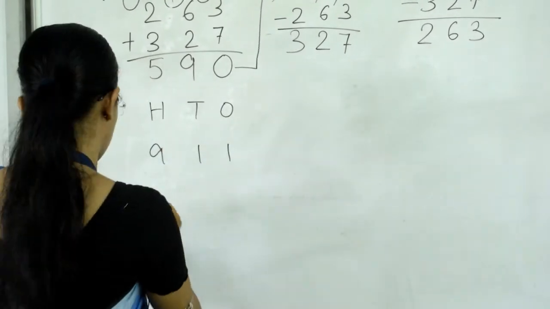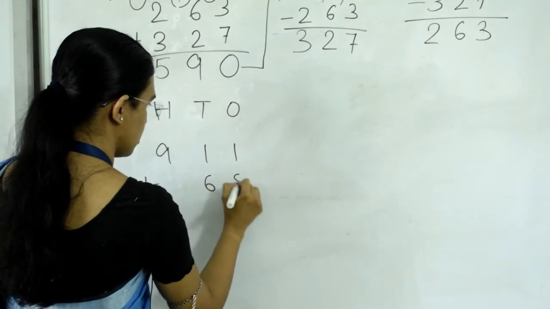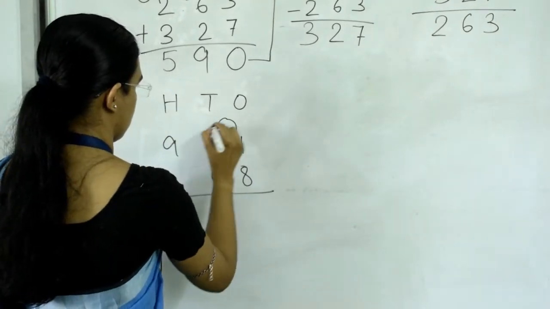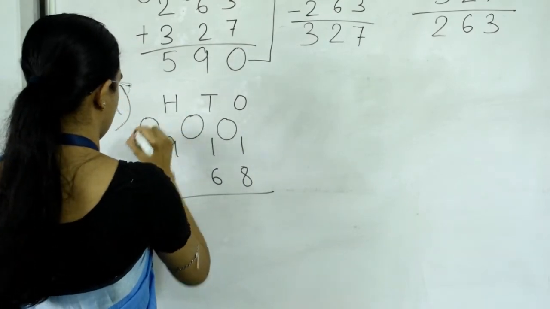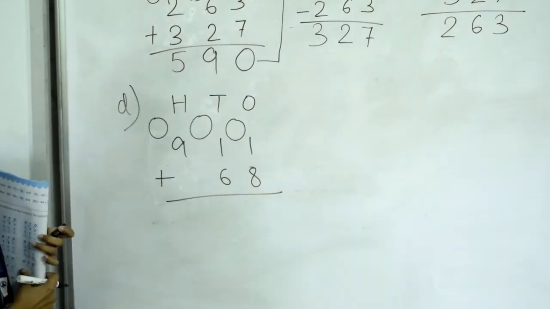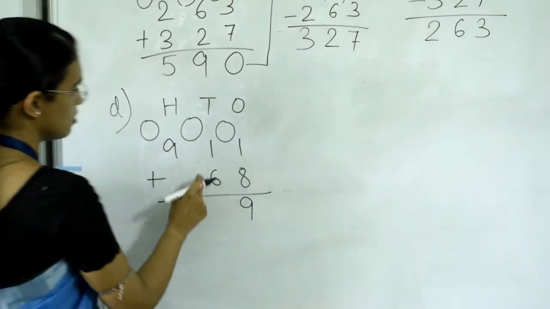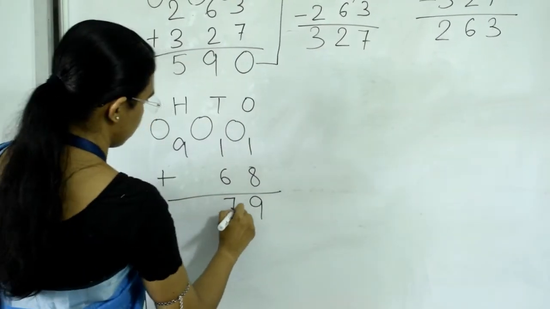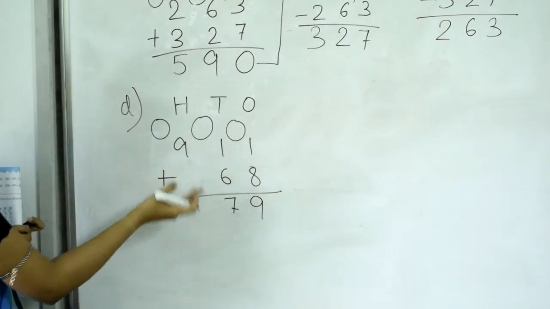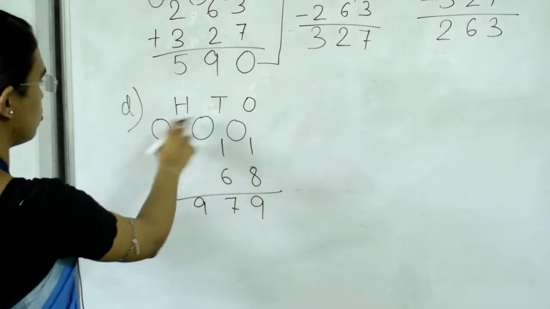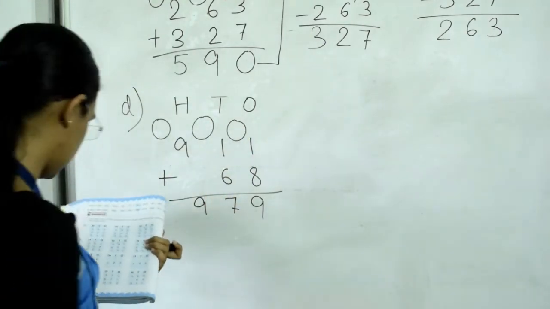911 plus 68. Okay, now 911 plus 68. 8 plus 1, 9. 6 plus 1, 7. And here is nothing. That means 0. So we have to put the 9. So there is no carry, no need to write anything in the box.